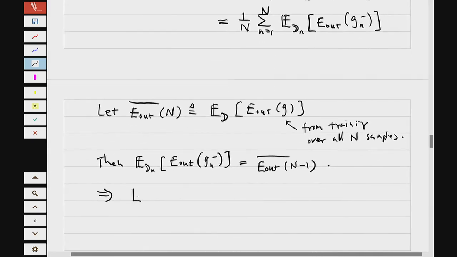So the expectation over the data set of the cross-validation error, ECV, is equal to that one, but inside they're all of the same form. And no matter which n you use, they're all equal to the same thing. So the average of that is simply E out of n minus 1.